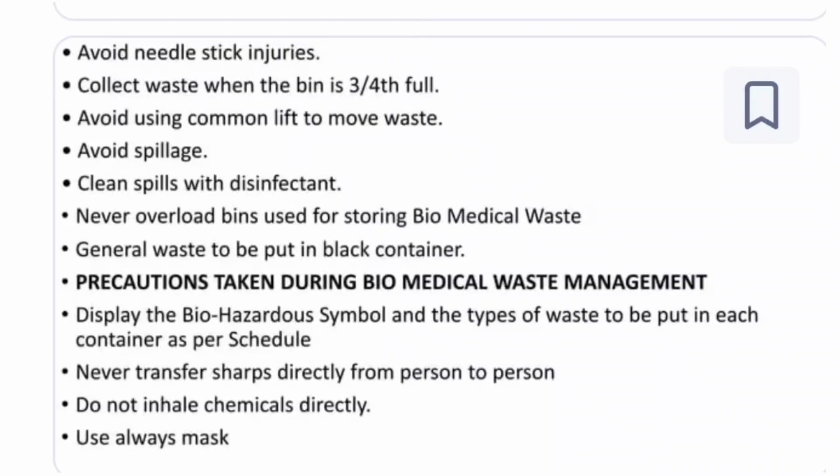Collect waste when the bin is 3/4 full. Don't make it completely full so that spilling can occur. Then avoid using a common lift to move waste. So you have to use a separate lift when you are carrying biomedical waste. Avoid spillage. Clean spills with a disinfectant immediately. Never overload bins used for storing biomedical waste.